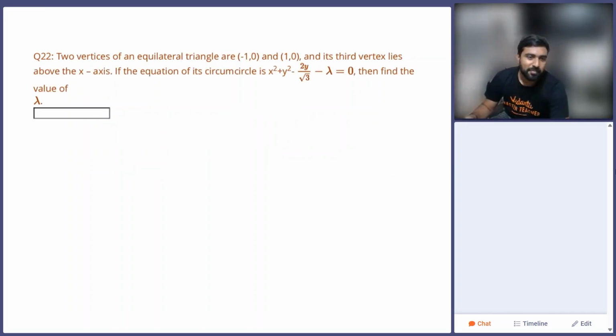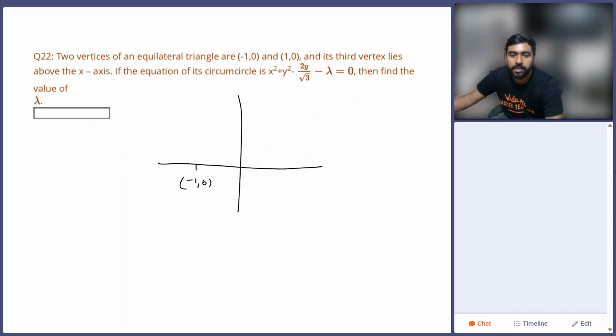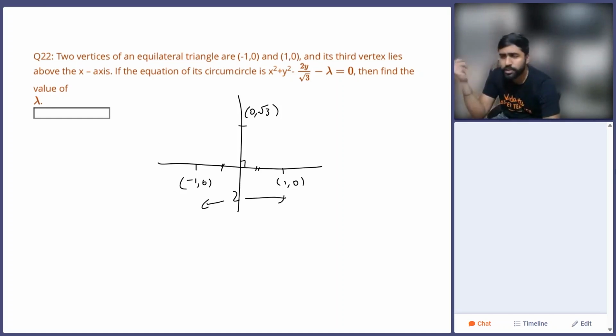Moving on. So two vertices of an equilateral triangle are given to you, -1, 0 and 1, 0. Beautiful, because now the third vertex has to lie on the y-axis, because this median wala jo line, it also has to be the perpendicular bisector as well. So this distance is 2 units. What is the point which will be at a distance of 2 units? So I need 0, root, right? 1 plus I need root 3 ka square. So the other point has to be 0, root 3 over here.